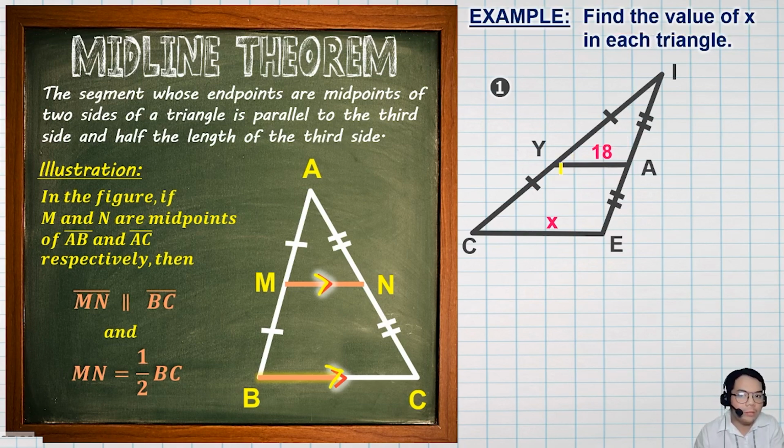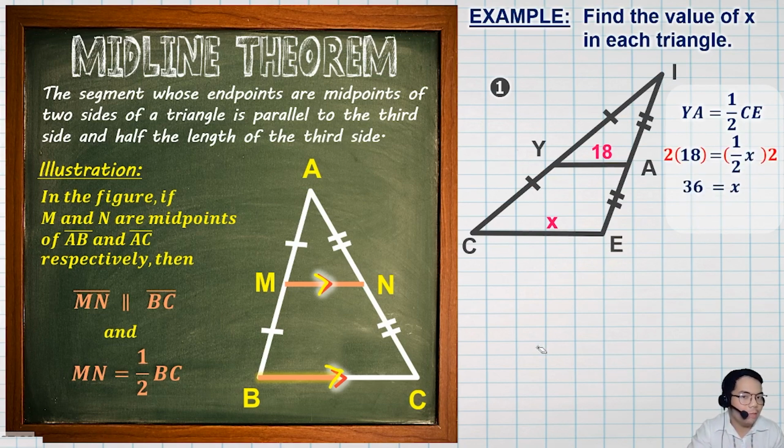Using the idea of the midline theorem, the measurement of this midline is equal to half the measurement of the third side. So, ano sa tingin niyo yung value ni x? Since ang alam natin, midline is half the measurement of the third side, kalahati siya dapat nung CE. So, kung ang midline natin ay 18, pwede mong gawin yung kabaliktaran ng kalahati, times 2. You can just multiply 18 by 2 and you will get the value of x, which is exactly the measurement of side CE. That means x is equal to 36.